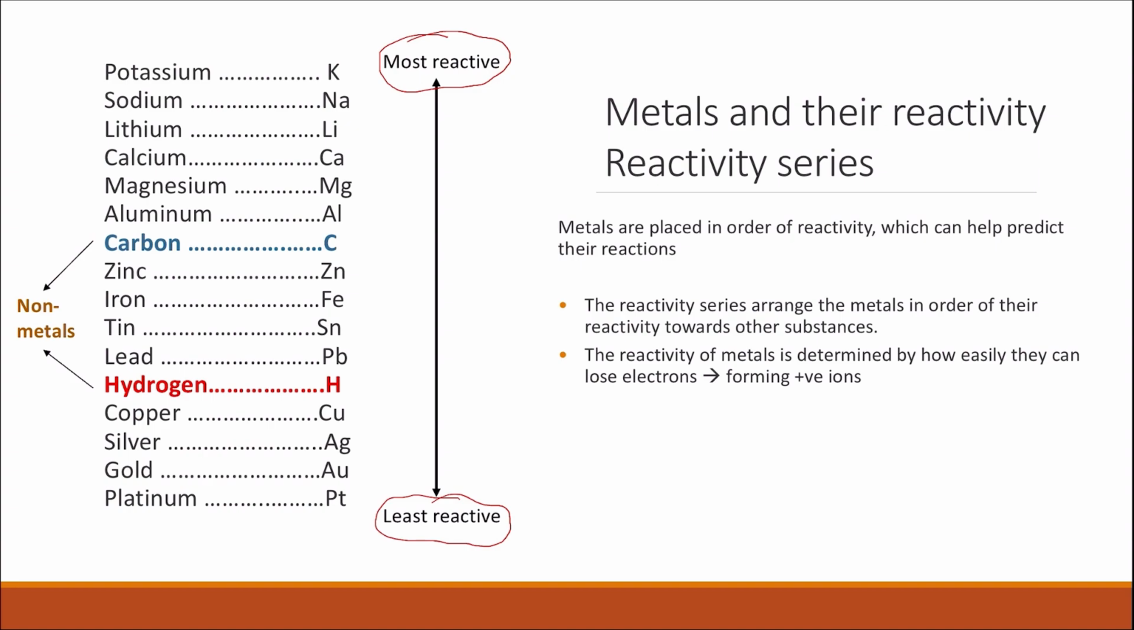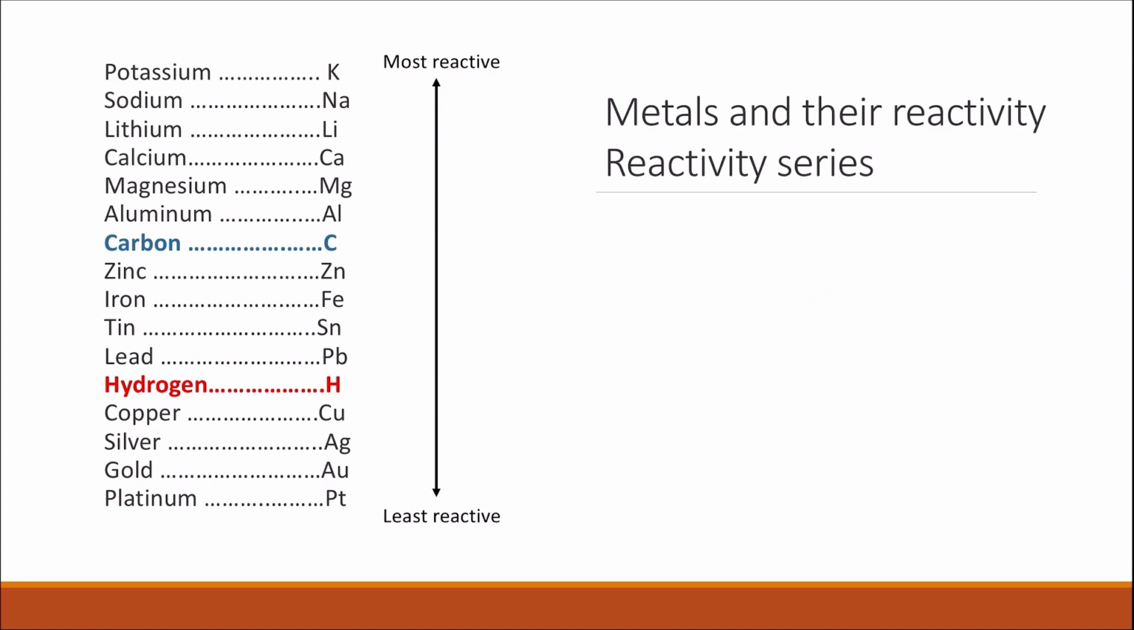The metals react with water or acid and they lose electrons to form positively charged ions. The relative reactivity of the metals with either an acid or water is the same as their order in the reactivity series. So you're going to find that potassium is more reactive than sodium, which is more reactive than lithium, and so on. The least reactive one is platinum, which is at the bottom of the reactivity series.